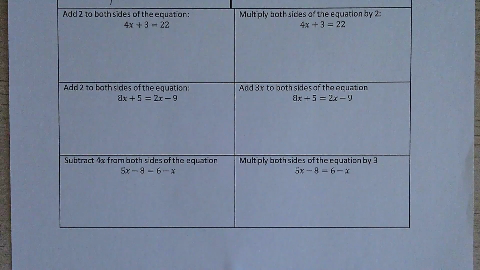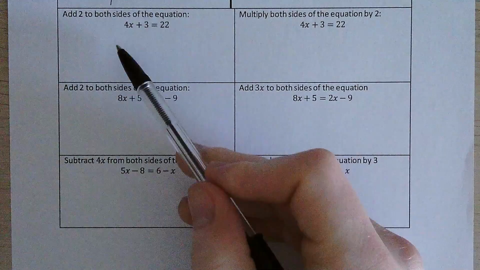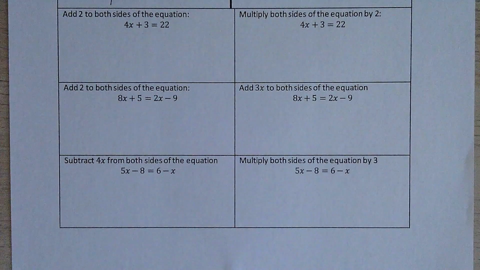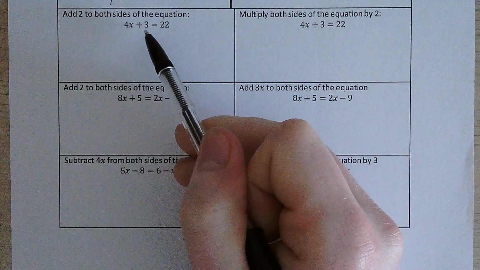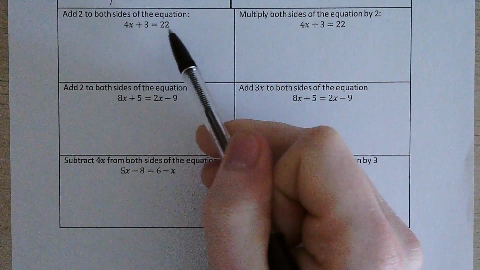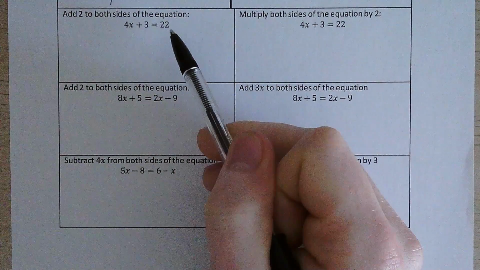On to today's examples. Today we're going to look at manipulating equations, which means we're just going to do some maths with the equations rather than solving the equations. So if we have a look at our first question, we need to add 2 to both sides of the equation. This means I need to add 2 to the terms on the left hand side of the equation, and I need to add 2 to the term on the right hand side of the equation.